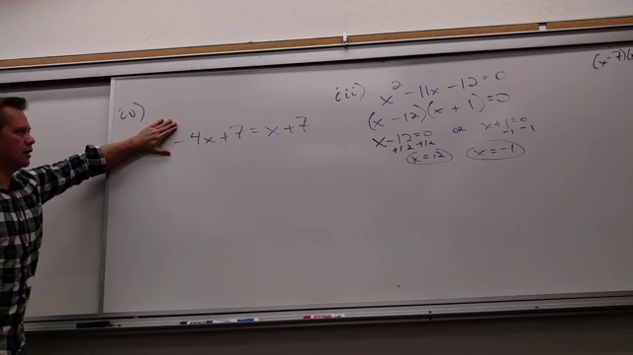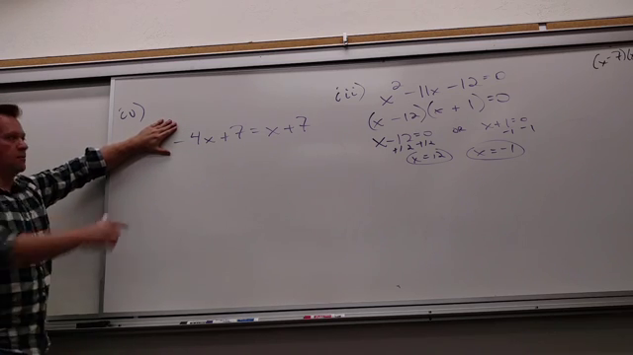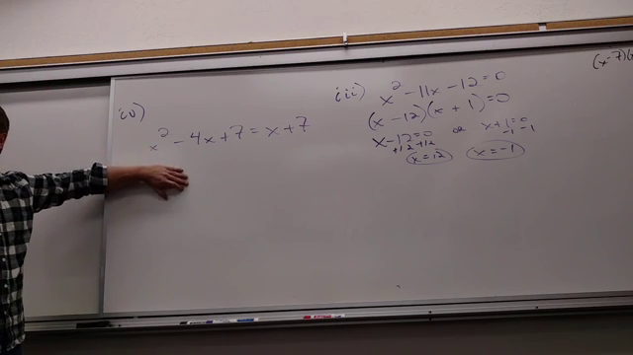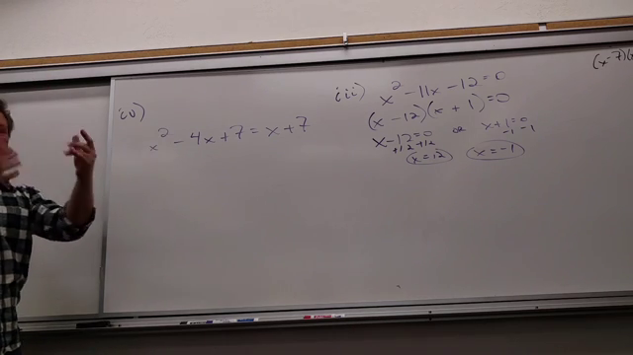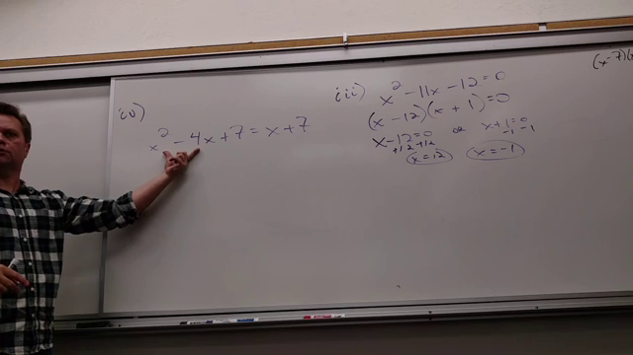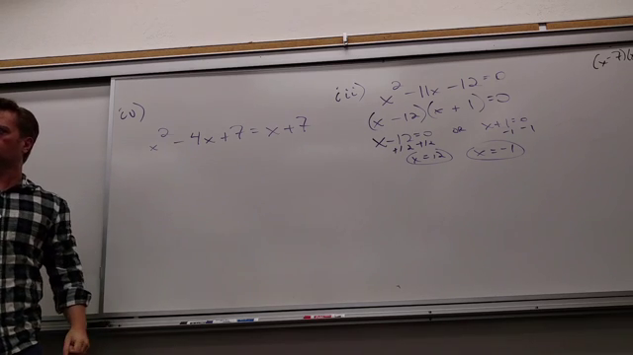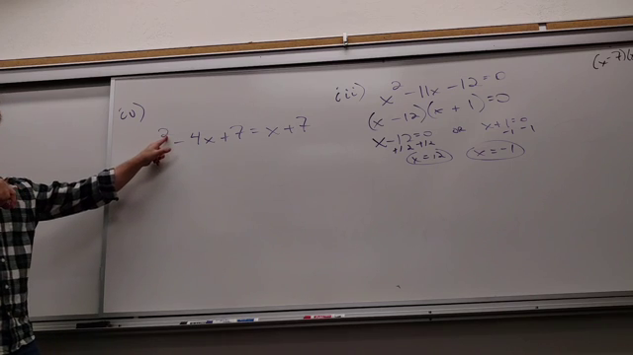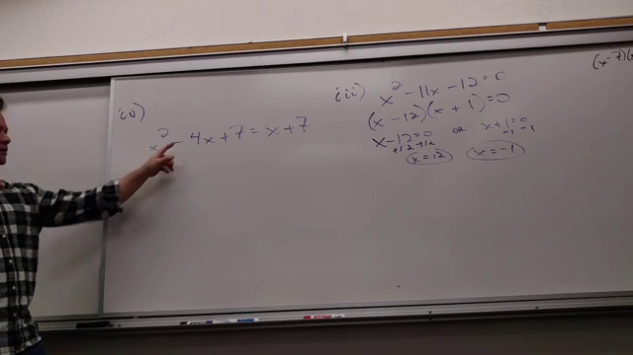Because normally, if that wasn't there, what would I do? I'd get my x's together. Right there, I'm screwed. If that's there, can I get all my x's together? No, I can't, because these are not like terms. So I can't use the old process of solving equations if I have an x with a different power than 1, because then it's not like terms.